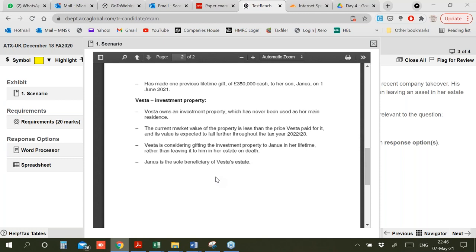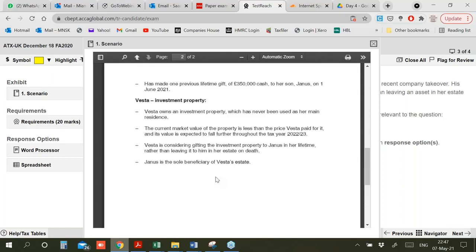It would have been a chargeable transfer, but because the property is still in loss, if she gifted it to Janus, it would result in a capital loss. So Vesta is considering whether to gift the property to Janus in her lifetime, which will result in a capital loss, or leave it to him in her estate on death.